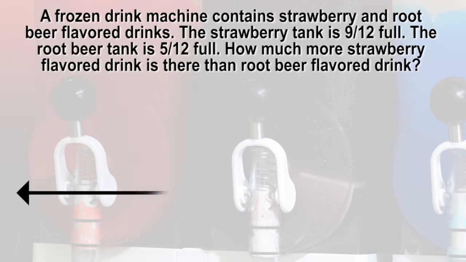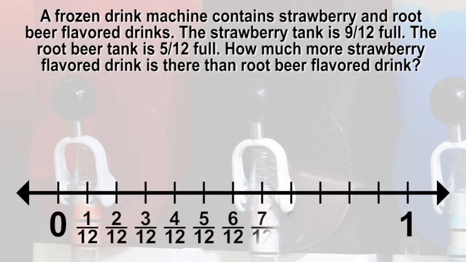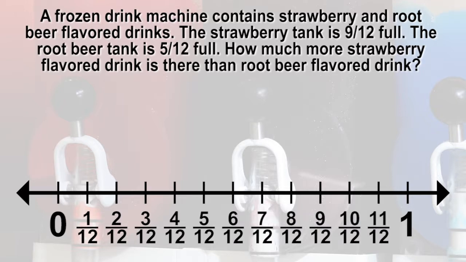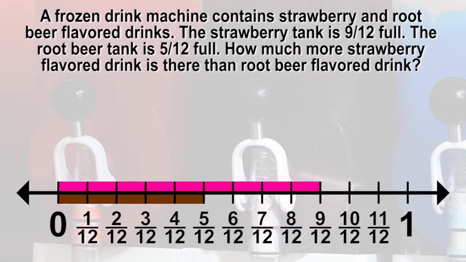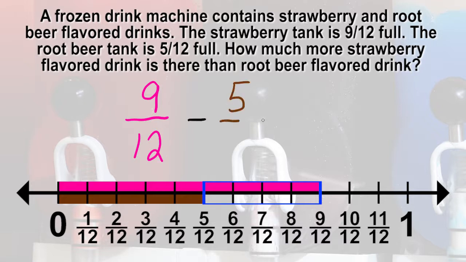Now let's use a number line model. Partition the distance between 0 and 1 into 12 equal pieces. Mark and label the number line to represent the root beer tank, which is 5/12 full. Next, mark and label 9/12, which represents the contents of the strawberry tank. The distance between 5/12 and 9/12 is 4/12. There is 4/12 of a tank more strawberry flavored drink than root beer flavored drink. The equation would be 9/12 take away 5/12 is 4/12. 4/12 is the amount of difference comparing the 2 drinks.